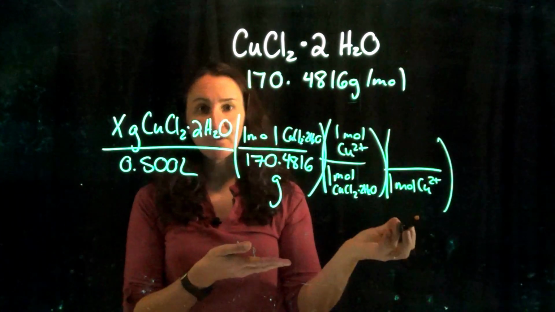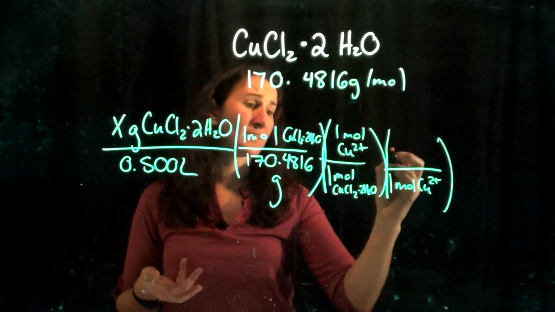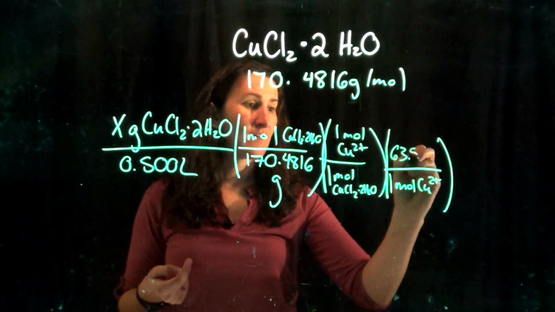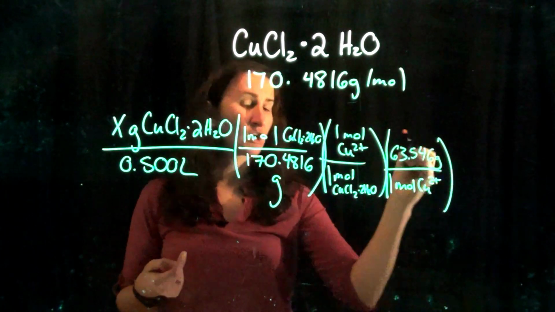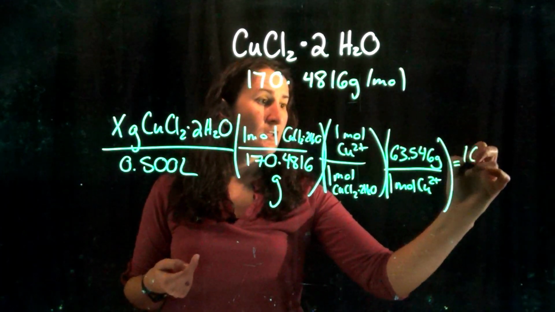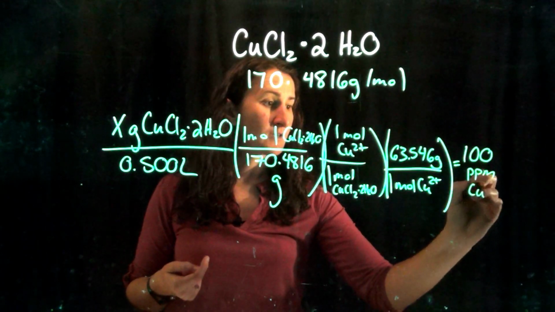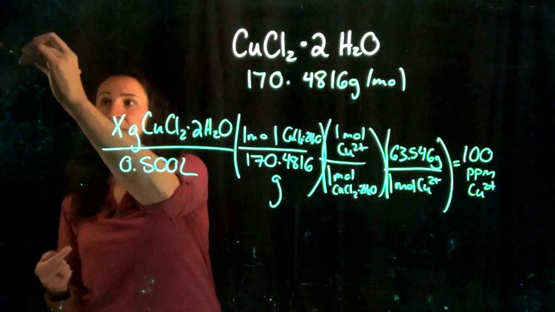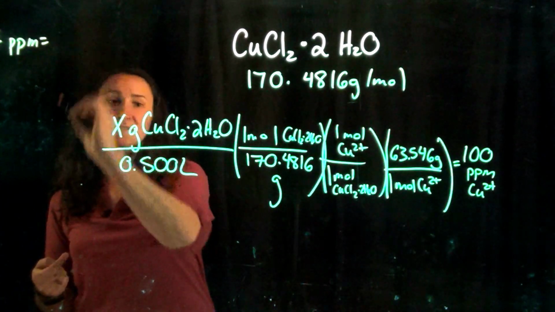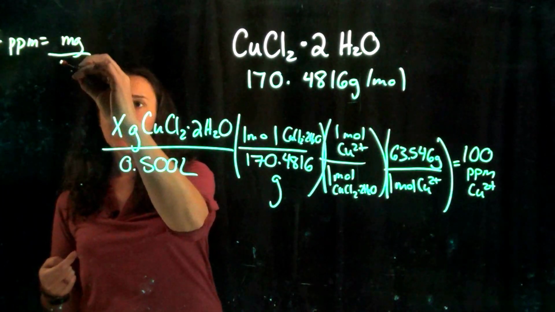Next, we've got 1 mole of copper weighs how much? And obviously, when you're just losing a couple electrons, you're not changing the mass of the ion. And so that weighs 63.546 grams. And we set this whole thing equal to 100 ppm copper 2 ions. But remember, I'll put a little asterisk up here: ppm can be expressed as milligrams per liter.